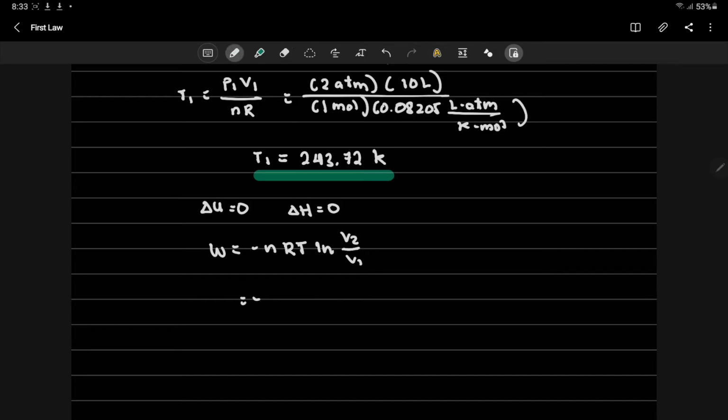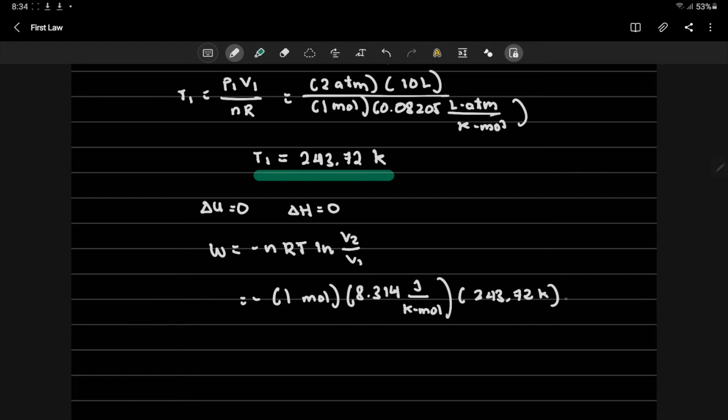Sige, lagay ko na lang. So, 1 mole. And then, the R that we're going to use here is 8.314 kasi gusto nating ma-obtain yung work in joules. So, 8.314 is joules per Kelvin mole. Okay, R is 8.314. Temperature, na-calculate natin yon, 243.72. It's ugly. Let me repeat, 243.72 Kelvin. Alright. Isothermal naman yan, so it's just T1.